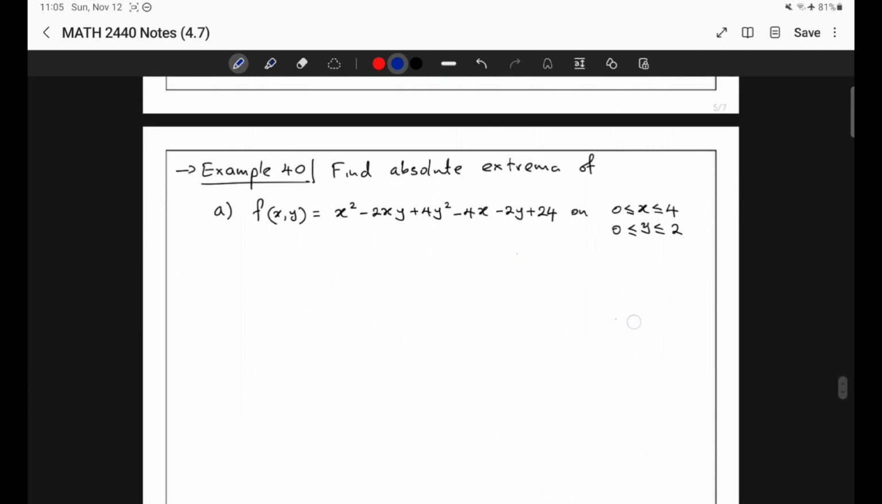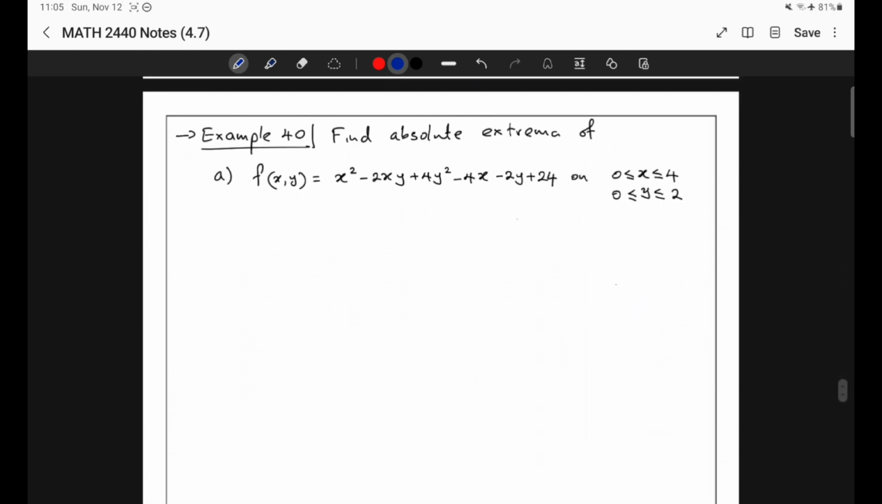This is the last example we will do for this section, but it is a little lengthier, so I have dedicated 2 pages for that example. So let's go through it. Find absolute extrema of this function on this region. The region is x in between 0 and 4, y in between 0 and 2. So this is the region, a rectangular region.